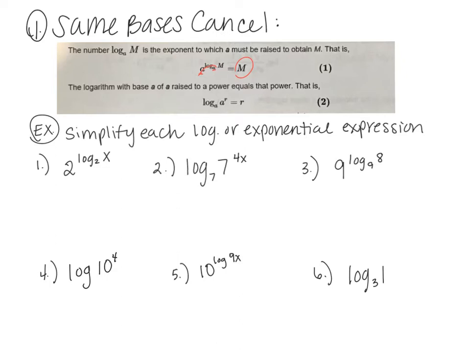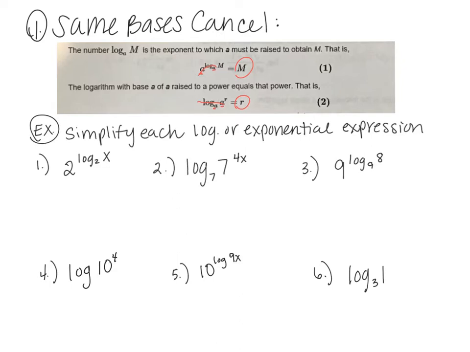Okay, I can do the reverse where I have a log base and an exponential base. All of that cancels and I get just r. So the idea here is that if they have the same base, meaning I have a log that has a base and an exponential with that same exact base, they will cancel.